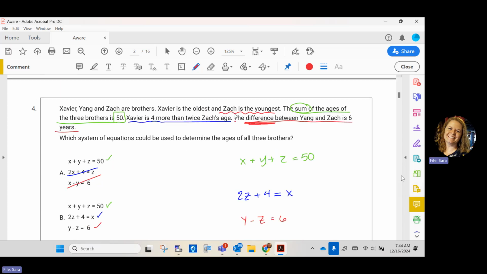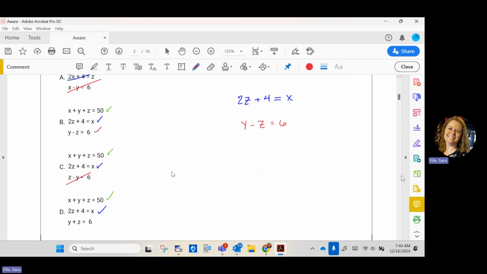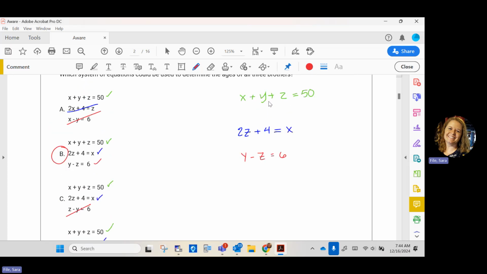Okay, so knowing that Zach was the youngest was pretty pivotal. And then this one has the sum, that's not right. Okay, so we narrowed it down. We found that it must be answer choice B. Those are the equations I would set up, and then I would solve the system, and I could know how old they all were.